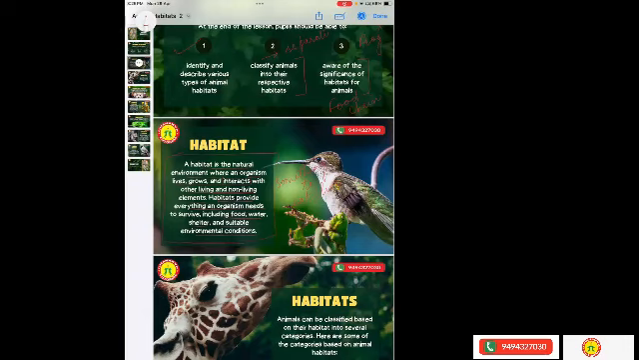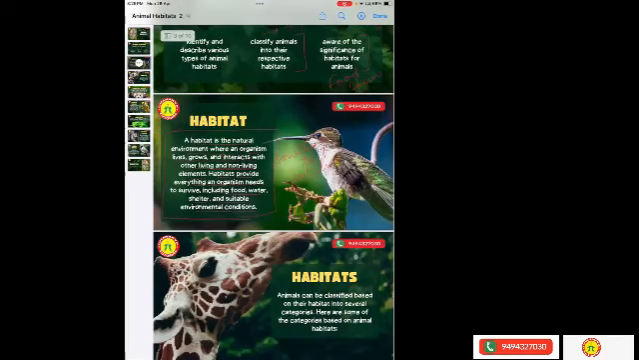So within a minute, write this definition in your copy. Write the chapter name, Animal Life, and then write this definition of habitat. Hurry up. Only 1 minute I'll be giving you to complete this.